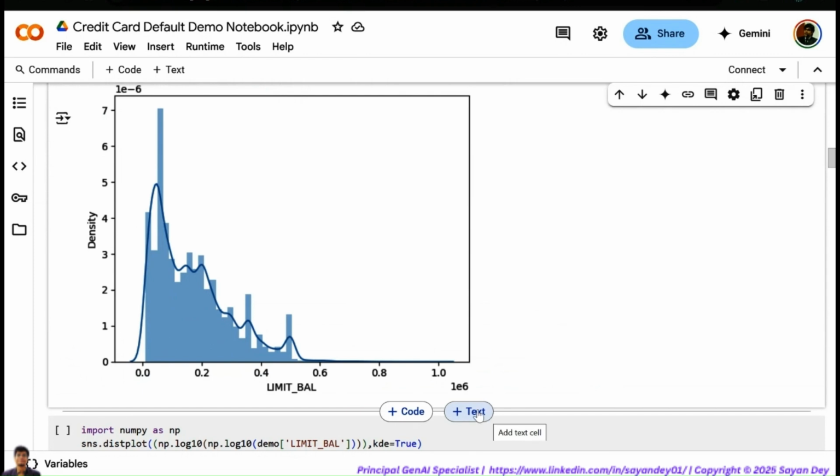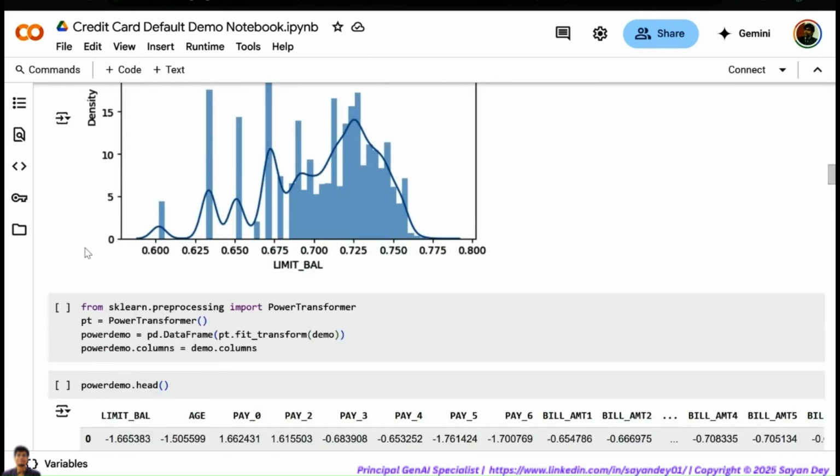So how do we reduce the skew? How do we take a right skewed or left skewed distribution and convert it into a symmetric normal form? We use something called a power transformer. Power transformers are what we use behind the scenes, which is exactly what we will do here also.